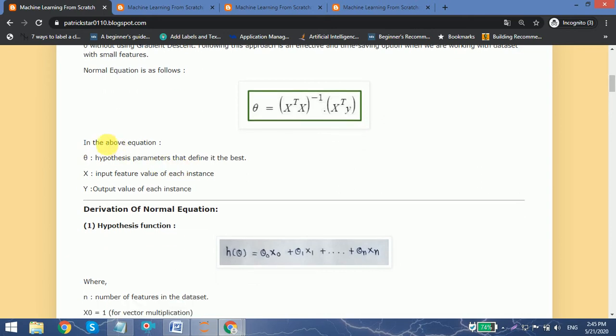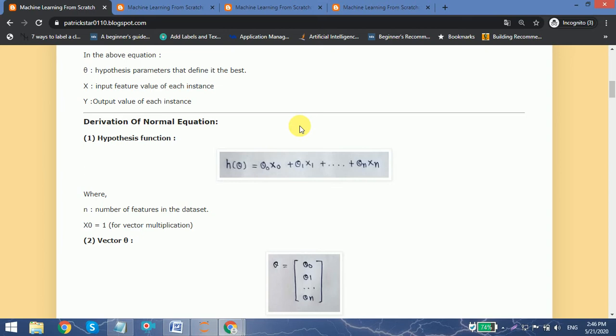In this equation, theta is the hypothesis parameter that defines it the best, x is the input feature values, and y is the output feature values. So moving forward to the derivation of the normal equation.